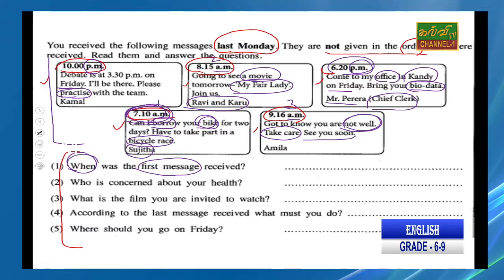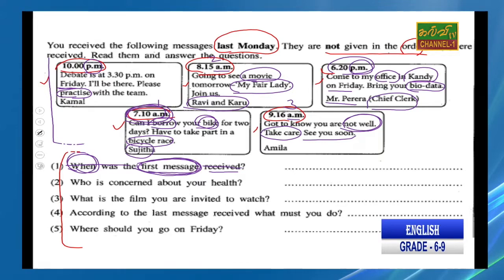When? When is okay. Everyone can understand. When was the first message received? You may not understand the word received, so that word may be difficult. But here, first message is familiar for everyone. So read those words, and only the first message will be available there. You read and understand the first message.